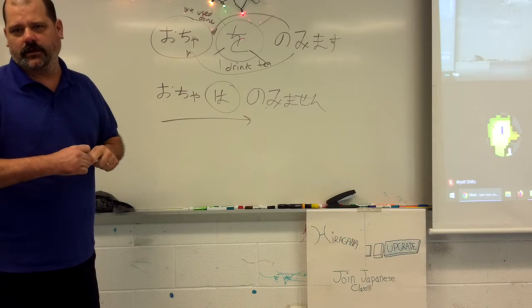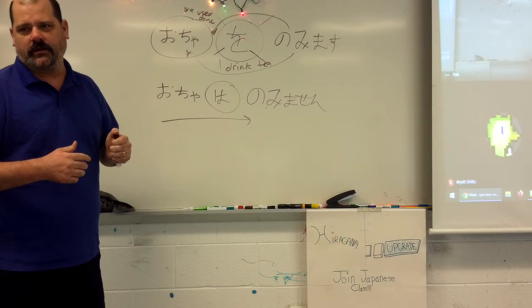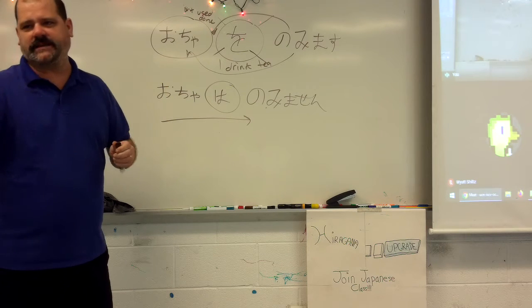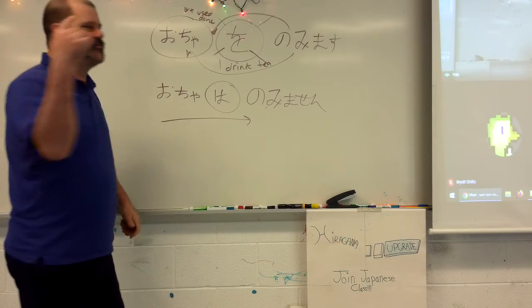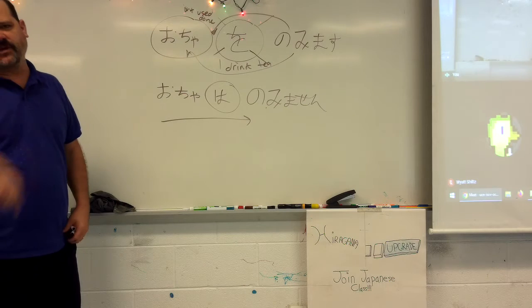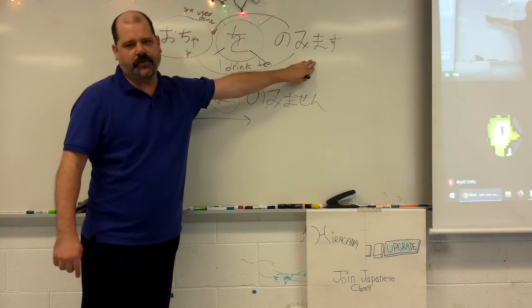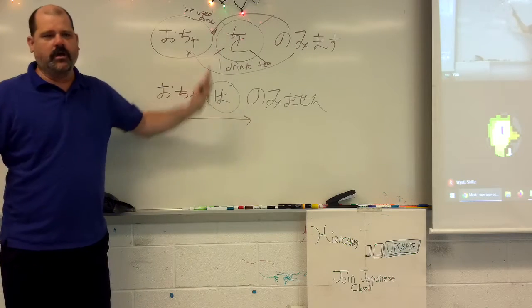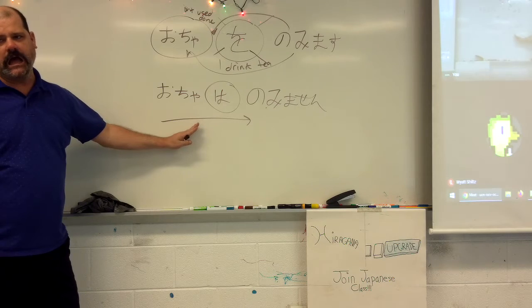So if you want to say, for example, Cardi B o kikimasu, I listen to Cardi B. Cardi B wa kikimasen, I don't listen to Cardi B. So the verb isn't actualized in the direct object. If it is, and you're using a positive, we're going to use o. But if it's not, we're using a negative, we're going to use wa.